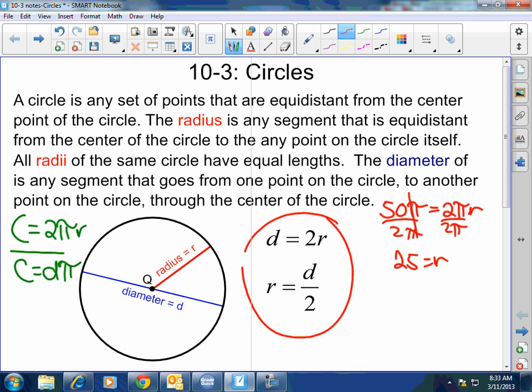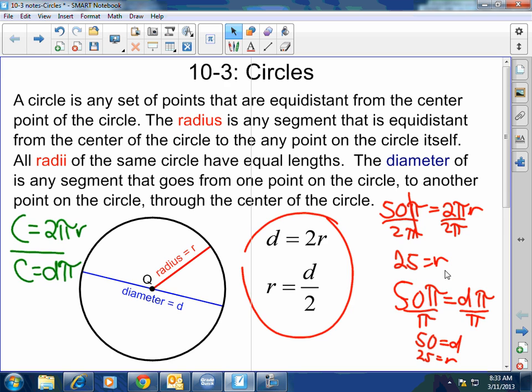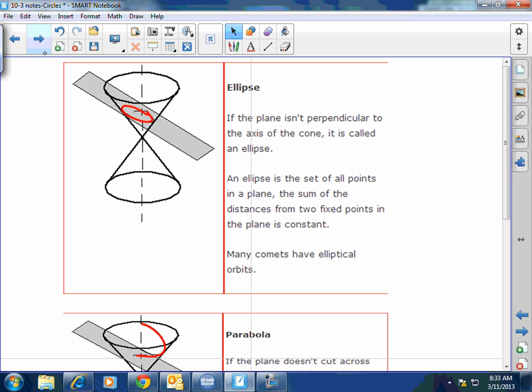Good question. Or you could have still said, okay, 50 pi equals diameter times pi. Well, if you divide by pi, you know that 50 is your diameter, but then you know that your radius has to be half of that, so that would be 25. Either way. So yes, the answer is yes, you could interchange. Does that make sense? Okay, so we saw that.